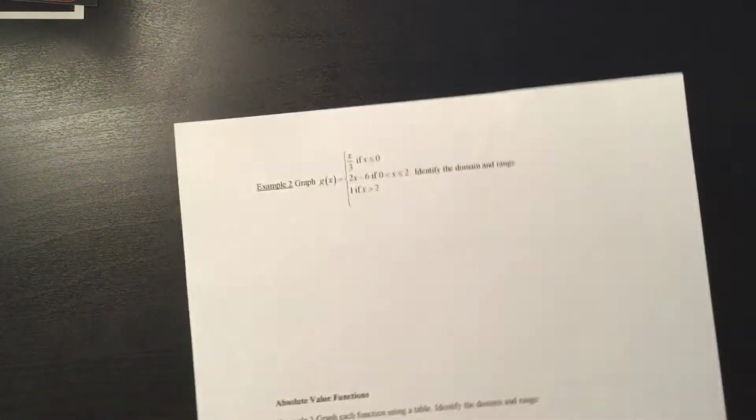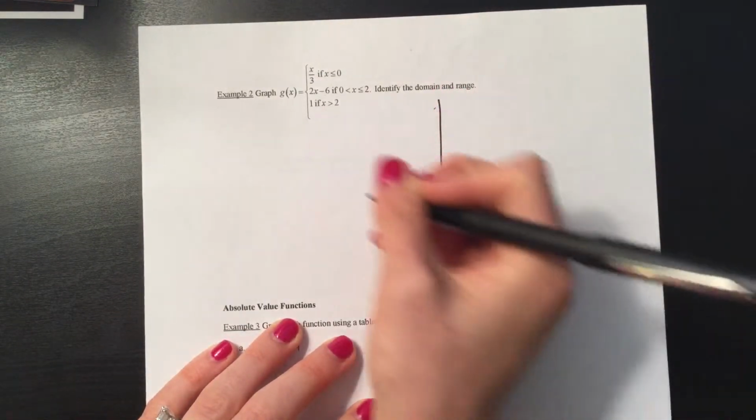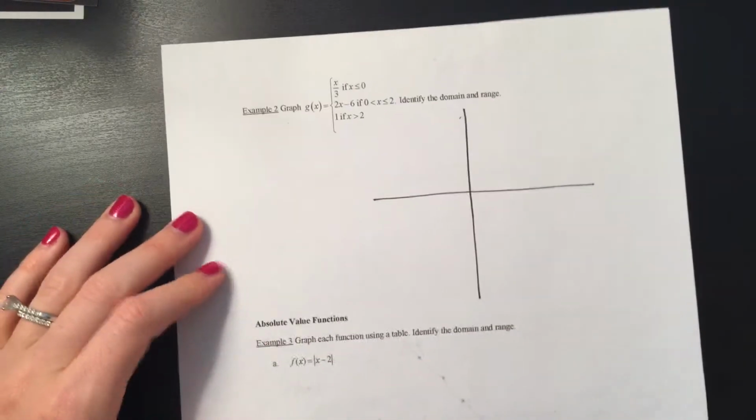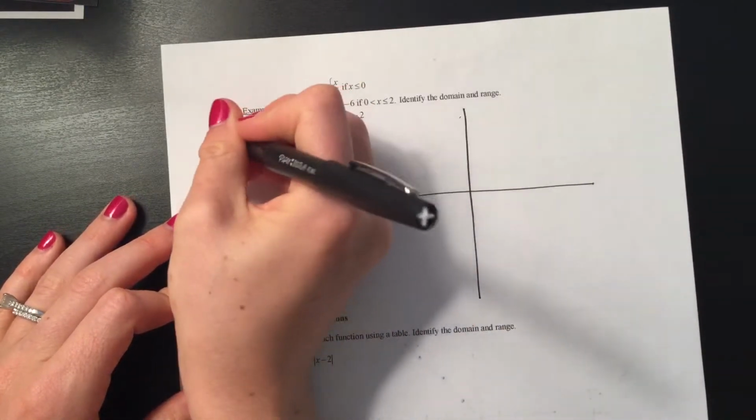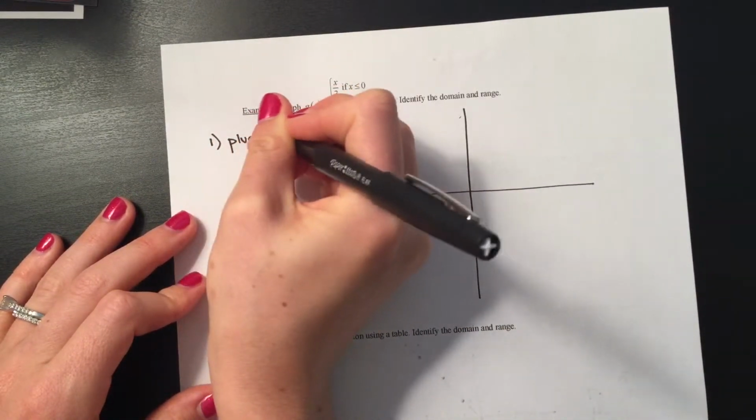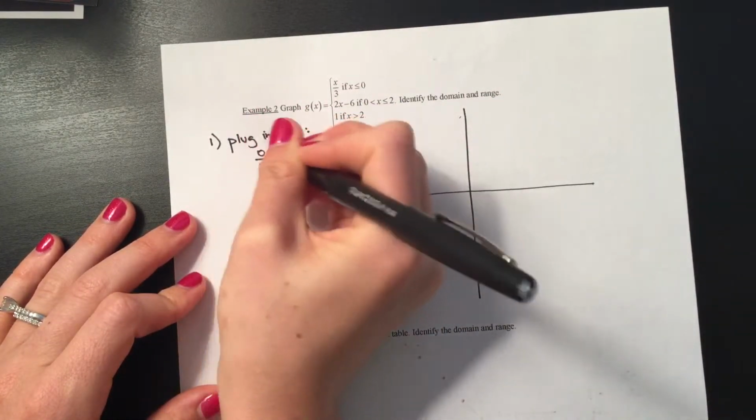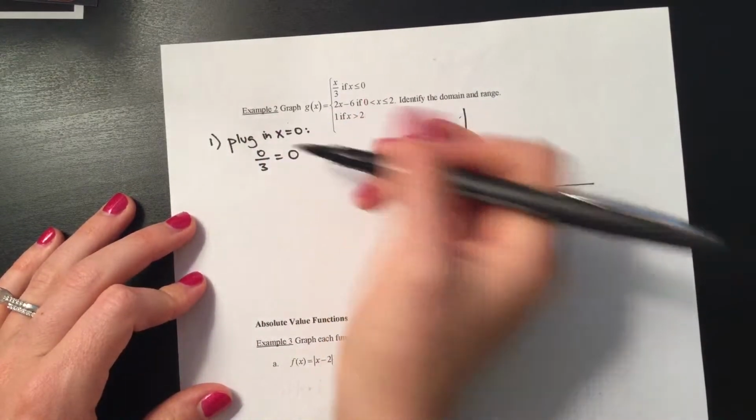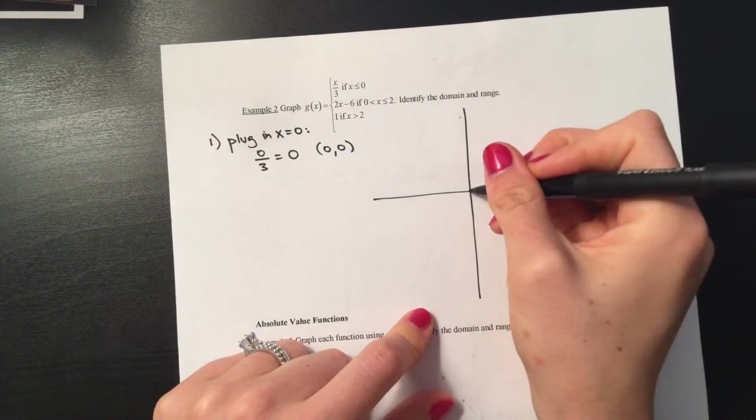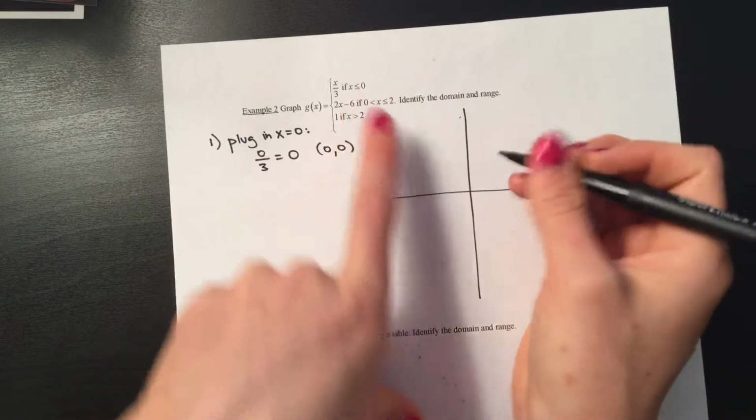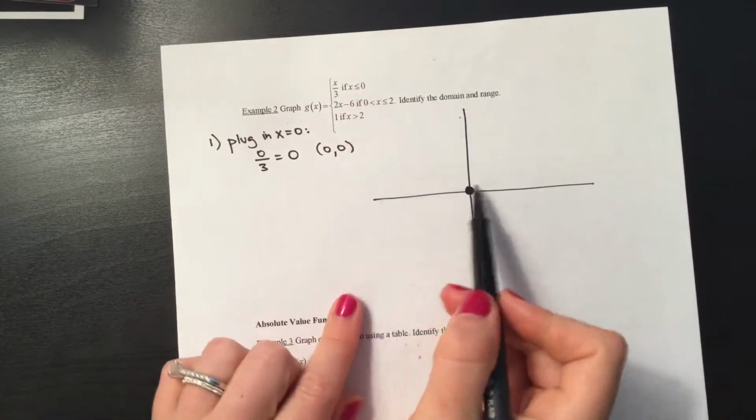All right, now let's look at example 2. We've got 3 pieces for this one. So let's set up a big graph, and we'll start to look piece by piece. For piece number 1, 0 is your cutoff point, so we're going to plug in 0. X over 3 becomes 0 over 3, which is 0. So when we plugged in 0, we got 0. That means we have a coordinate point at 0, 0. Let's plot this point right here. We have less than or equal to, so it's going to be a closed circle. And less than or equal to means we graph off to the left.